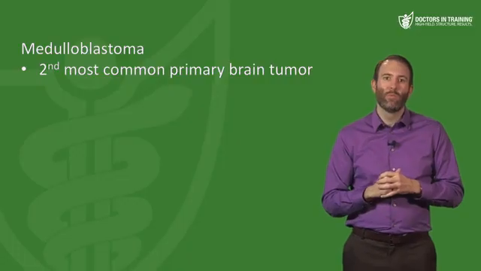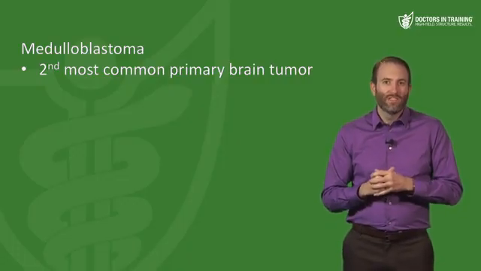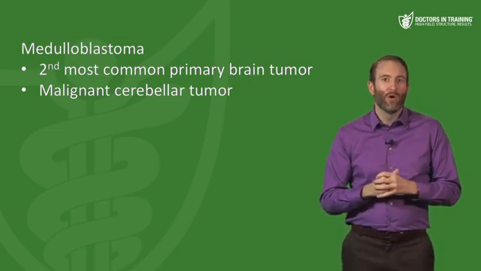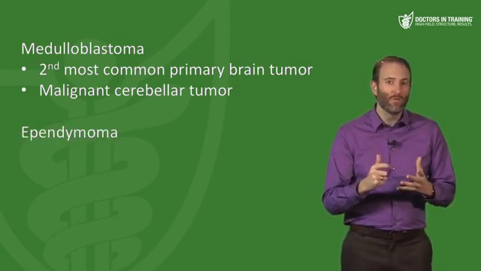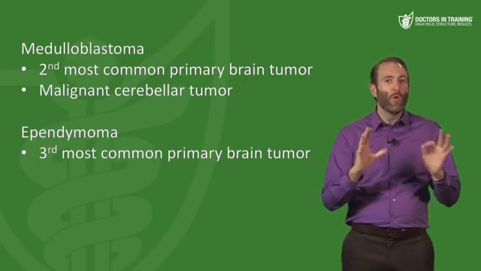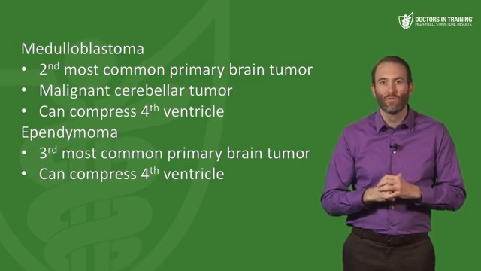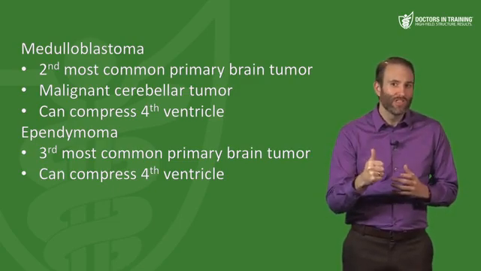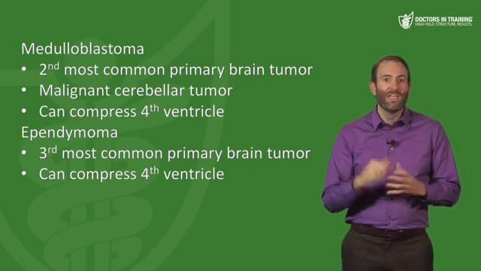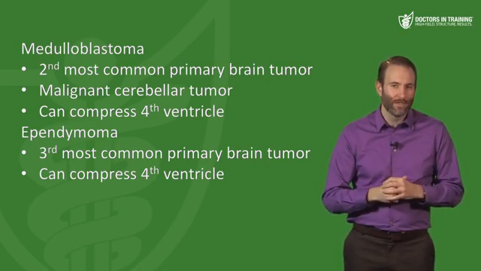Let's move on to the medulloblastoma. So the second most common primary brain tumor in children. The medulloblastoma is a malignant cerebellar tumor. And both medulloblastoma and ependymoma, which we're going to talk about in just a minute, the third most common brain tumor, they're both known for compressing the fourth ventricle. So be aware of that. The medulloblastoma and the ependymoma in children can compress the fourth ventricle, causing a non-communicating hydrocephalus.